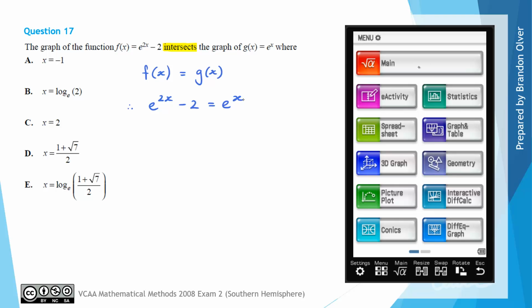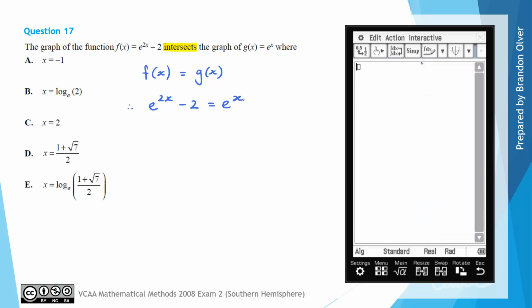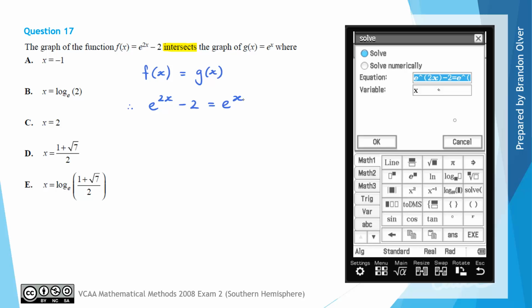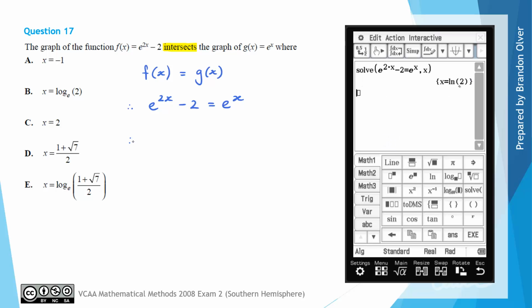On the CAS calculator, go into the main menu. Next, we want to type in the equation that we've just written out. So I'm going to go keyboard, and then we're going to have e to the power of 2x minus 2 is equal to e to the power of x. Then we can highlight that and go interactive, equation inequality, solve for x. From the calculator, we found that x is equal to ln, which is log e of 2. So that means that B is the correct option for this question.